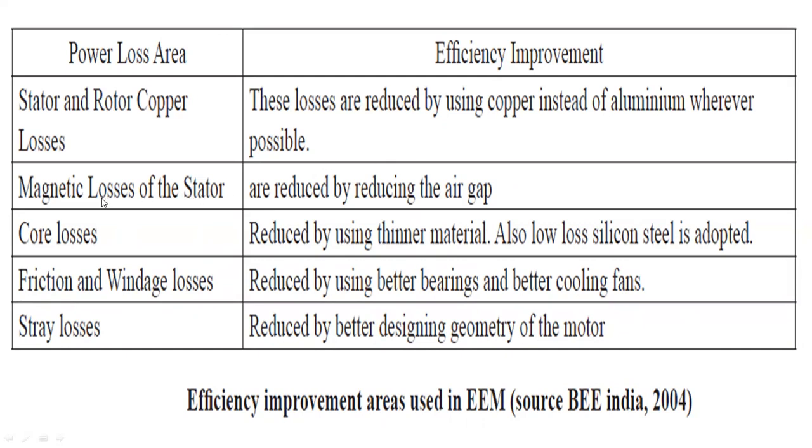Then the magnetic losses of the stator are reduced by reducing the air gap. Core losses are reduced by using thinner material. Also, low loss silicon steel is adopted. Friction and windage losses are reduced by using better bearings and better cooling fans. And stray losses are reduced by better designing geometry of the motor. So these are the energy efficiency improvements used in energy efficient motors as prescribed by Bureau of Energy Efficiency in India in the year 2000.